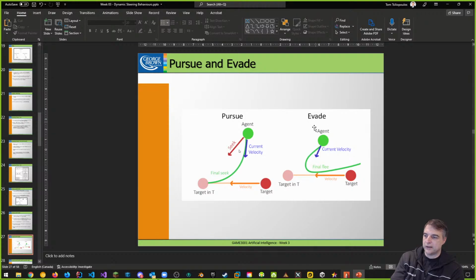Evade is the same thing as pursue, but in the opposite direction. If the target is chasing us, we calculate where it's going to be, and we want to be where it's not going to be. So we calculate a path where we get out of its way as fast as possible.